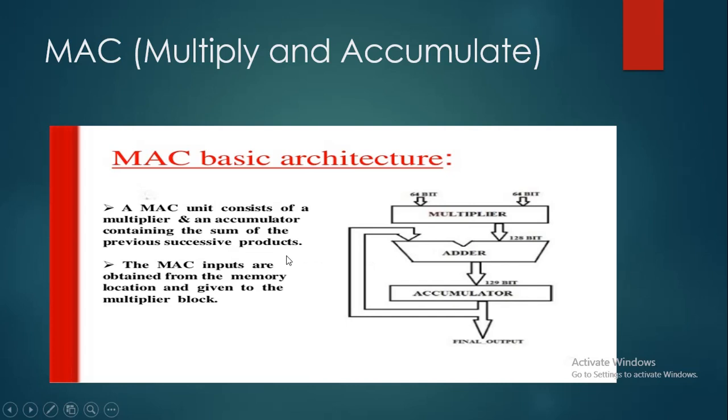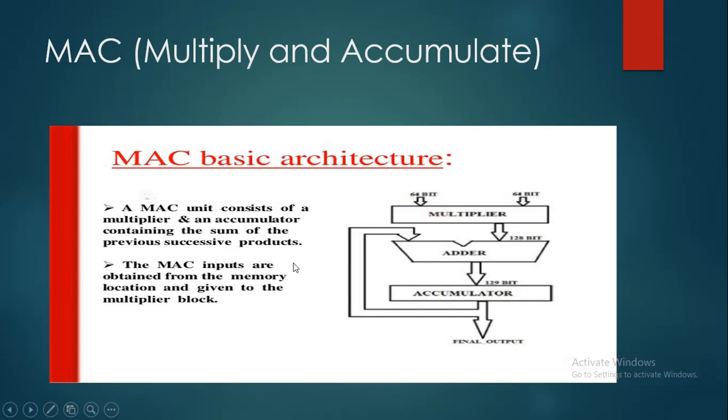of the previous successive products. Suppose, for example, you are giving two inputs like 64, 16 or 32 bits that are to be multiplied, and you get the result with respect to that. If you are using 16 bits, you get 32 bits. For 64 bits, you get 128 bits. And that is to be added here, and the 129th bit is to be there, and that is to be accumulated here, and that one is again transferred to the adder unit.